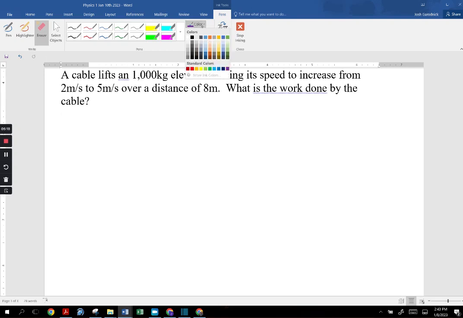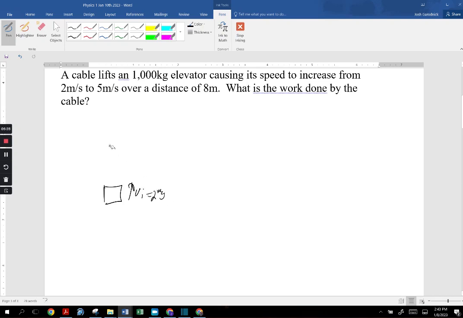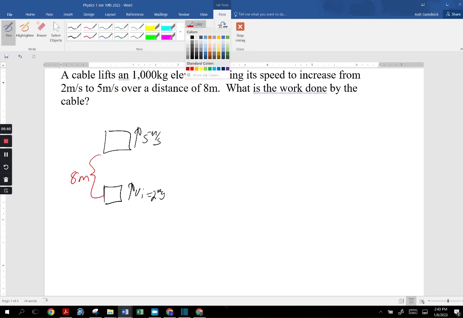Okay, let's sketch this out. I always recommend drawing a picture for this. So here's the beginning of the story, where the elevator is moving up with initial velocity of 2 meters per second. Later over here, it's moving at 5 meters per second, and it has gone up a distance of 8 meters. All right, and we're trying to find the work done by the cable.